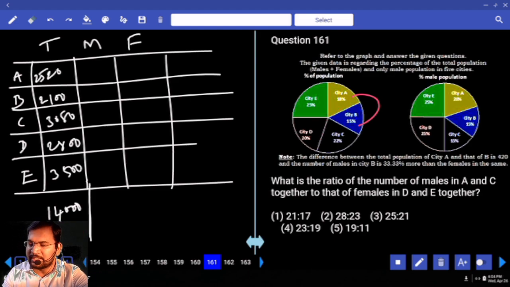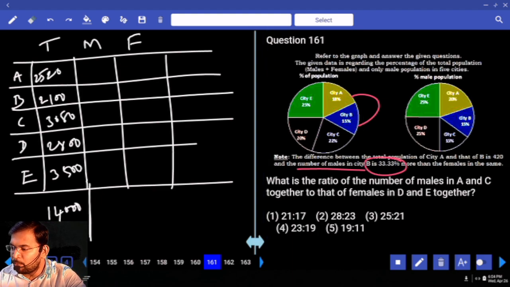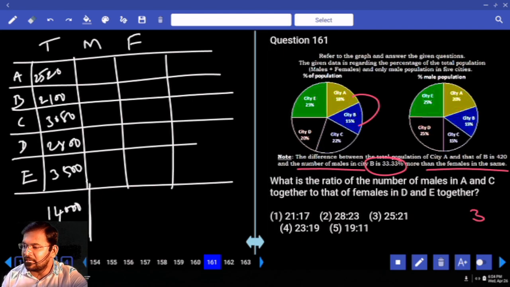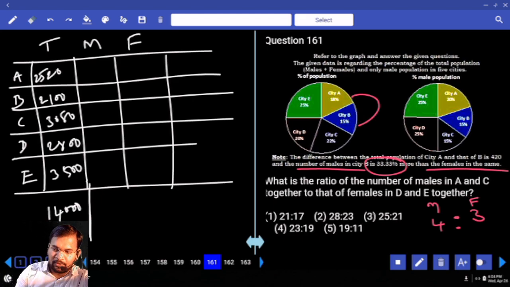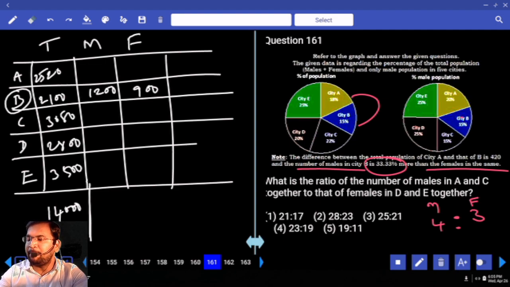Now coming to males. In the note itself, the number of males in city B is 33 1/3% more than the females in the same city. City B, right? 33 1/3% more means females are 3 parts and males are 4 parts. Together is city B: 7 parts is 2,100. Are you clear? And if you see the second pie chart, city B males are how much percentage?